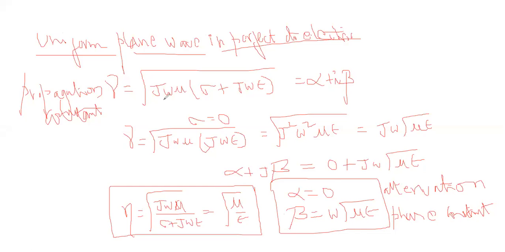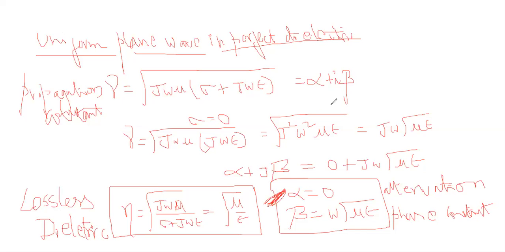In a perfect dielectric, we can call it lossless, since alpha is equal to 0. Lossless dielectric.